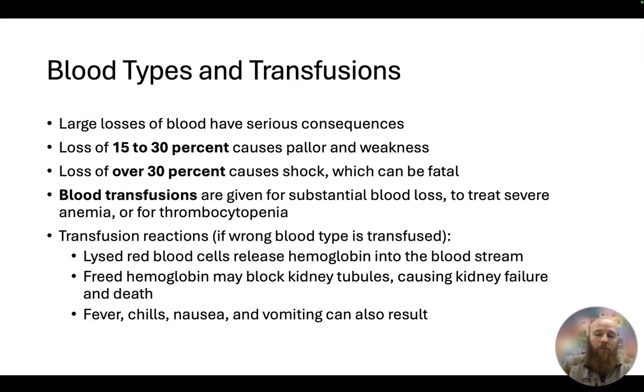Reason being, if our red blood cells happen to break down, a term called lysed, if we happen to break down or attack these transfused blood cells, this will release the hemoglobin within them into the bloodstream, and all that free hemoglobin can block kidney tubules, and that can cause kidney failure, which could also result in death. Less severely, it can cause fever, chills, nausea, vomiting. A lot of bad things can happen if we receive transfusions with incompatible blood types. And so we want to understand what those blood types are and what they mean.